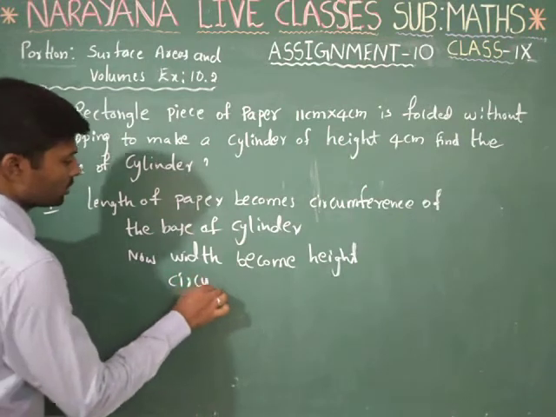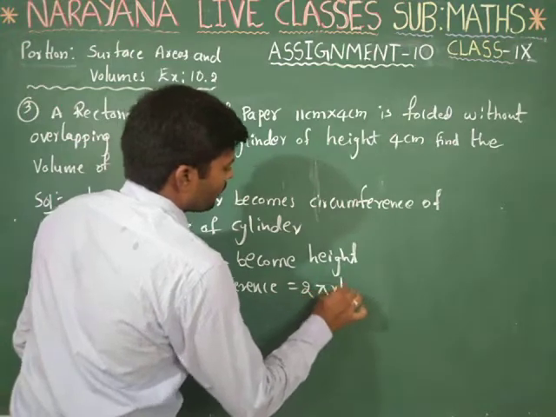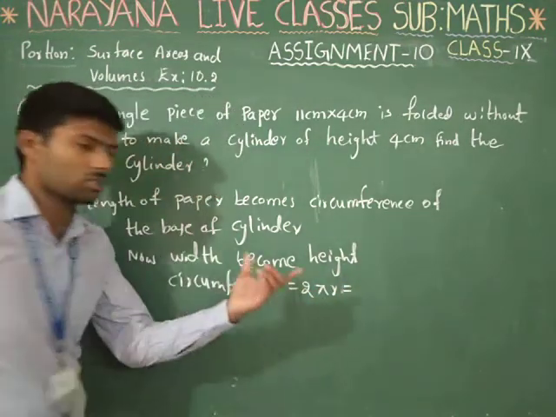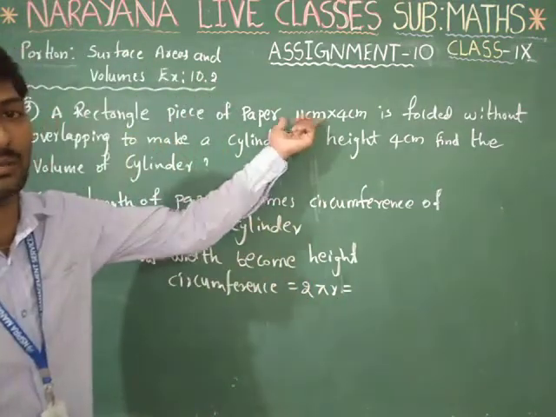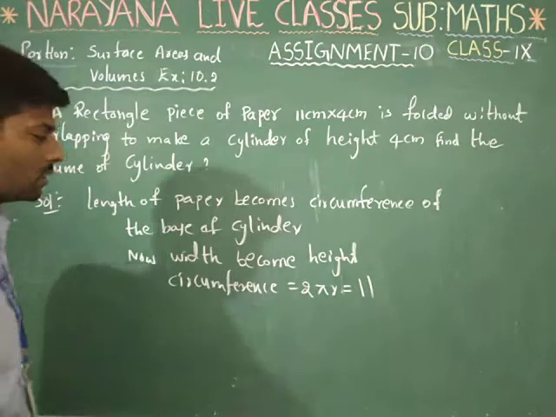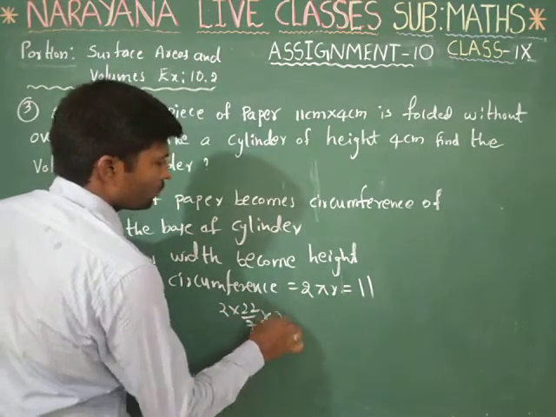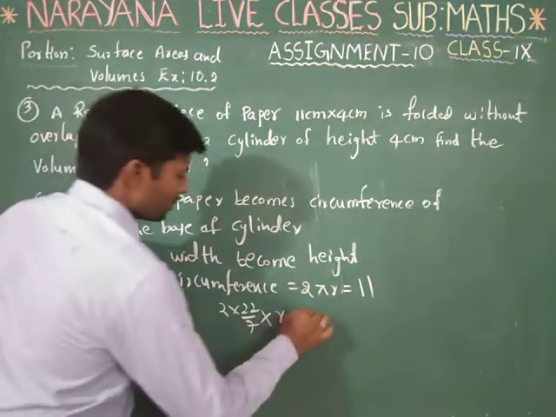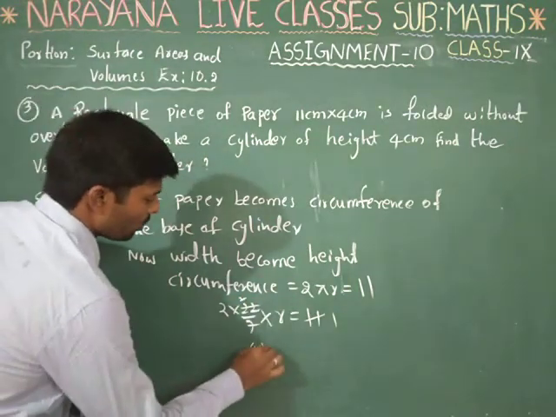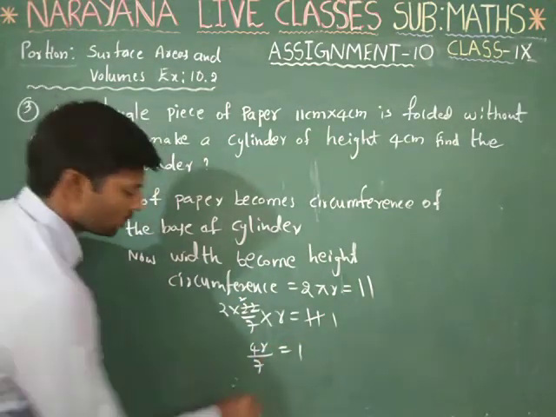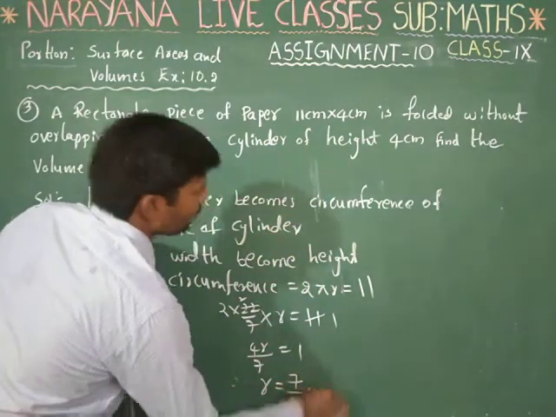Let's take the circumference. That circumference is equal to 2 pi r, which is in the shape of a circle. So this 2 pi r is nothing but 11 centimeters. So 2 into pi, it is nothing but 22 by 7 into r, we don't know that r value, is equal to 11. Here 11 ones are 11, 2 twos are 4, so 4r by 7 is equal to 1. So the radius of the cylinder will become 7 by 4 centimeter.